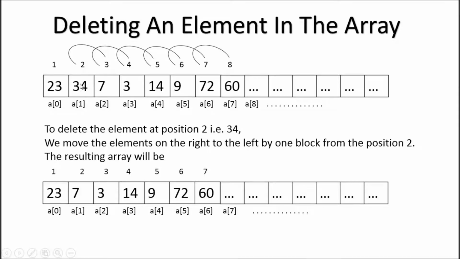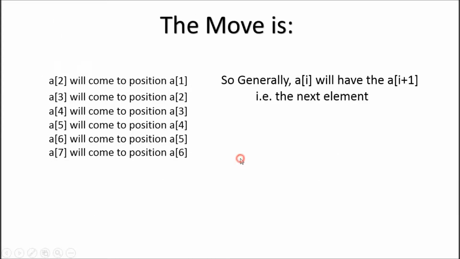So after deleting the element at position 2, the resulting array will be this one. So the 34 will not be there, 7 will be here, 3 will be here, 14, and so on. So let's see how we can do that. The actual move is a of 2 will come to position a of 1, a of 3 will come to position a of 2, a of 4 will come to position a of 3, and so on.